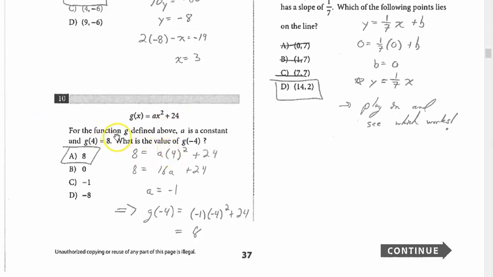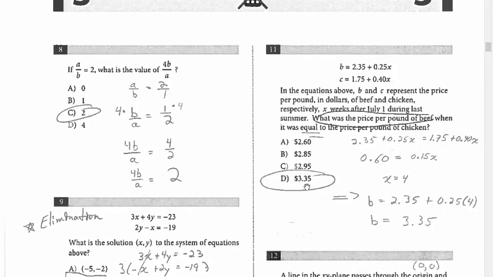So what I did is I plugged in 8 for my y, or my g of x, and I plugged in 4 for x. Simplifying gave me 16a plus 24 is equivalent to 8. Subtracting 24 and dividing by 16 tells me a is negative 1. So I plugged in negative 1 for a, and they wanted g of negative 4, so g of negative 4 is equal to negative 1 times negative 4 squared plus 24. Through simplifying, we did end up at 8.